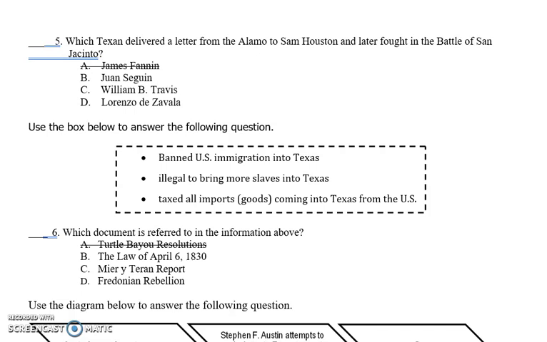Use the box below to answer the following question. Bullet 1: banned U.S. immigration into Texas. Bullet 2: illegal to bring more slaves into Texas. Bullet 3: taxed all imports and goods coming from Texas to the U.S. Which document is referred to in the information above? B, the Law of April 6, 1830; C, the Mier y Terán Report; or D, the Fredonian Rebellion.